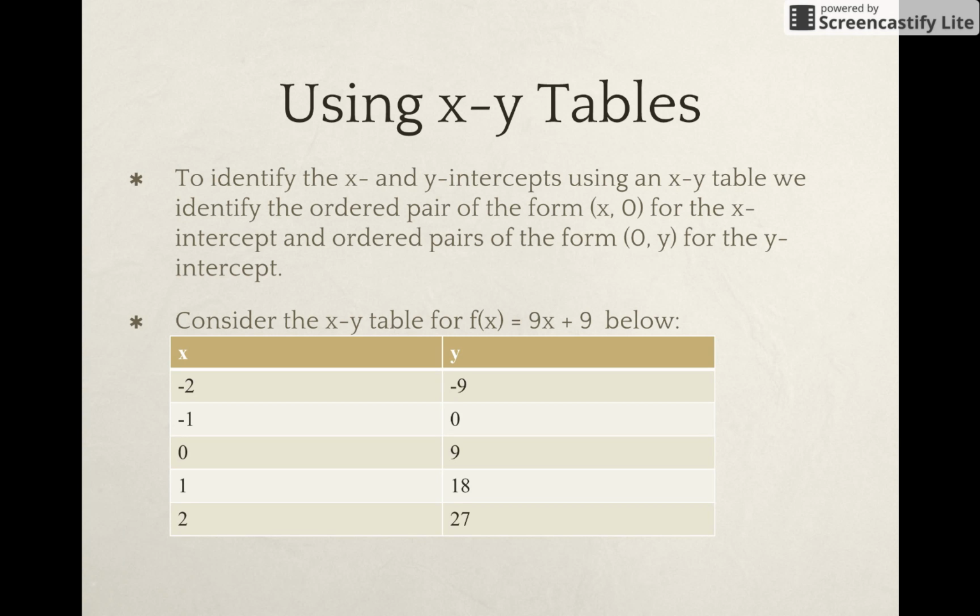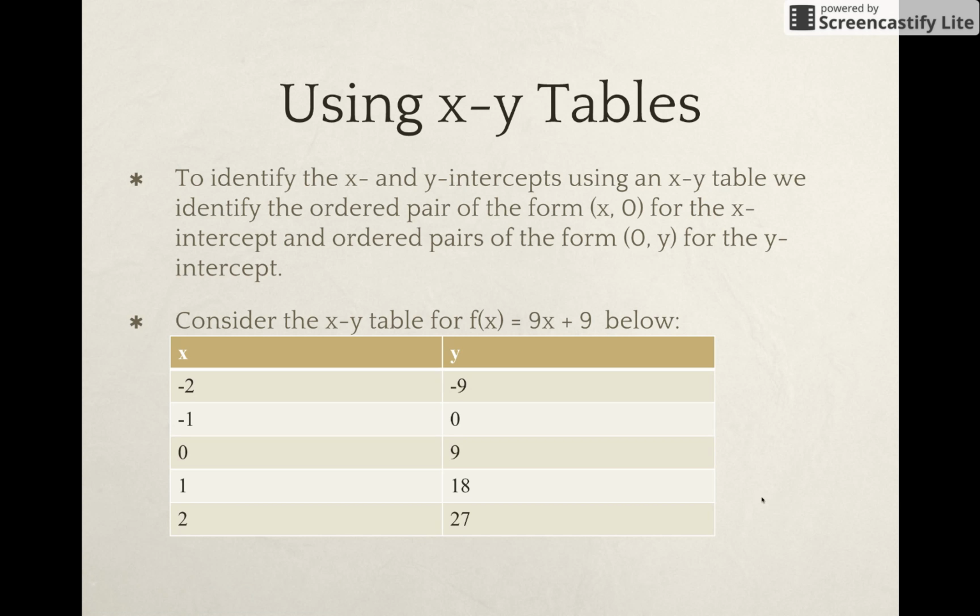Keeping in mind that the x-intercept will have a y value of 0, and keeping in mind that the y-intercept will have an x value of 0, we're going to look at our XY table and locate the ordered pairs that have that form. That is, ordered pairs with y values of 0. Those will be our x-intercepts. And ordered pairs with x values equal to 0. Those will be our y-intercepts.